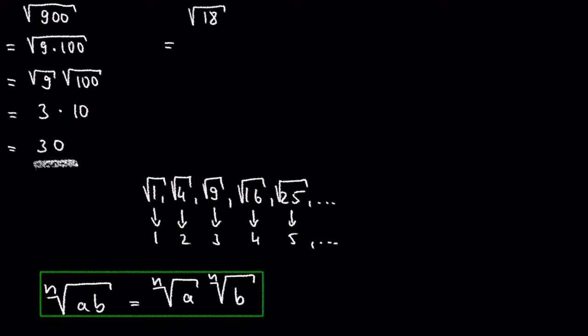The square root of 18 is 4.2426 and so on. This number never ends, but most of the time we want to express this number in a better way, which we can do by using our multiplication rule for roots. So how can we write the 18 as a product of two numbers? That's simple. We write the 18 as 2 times 9.